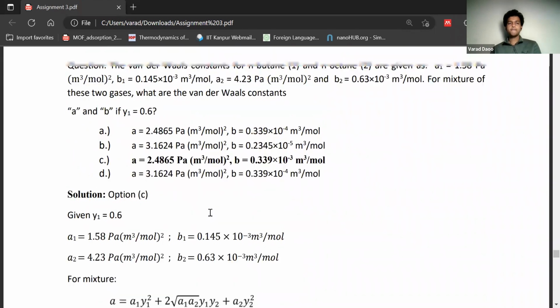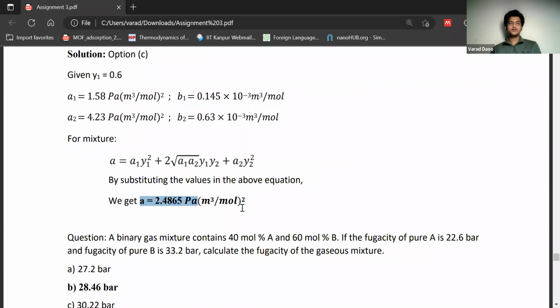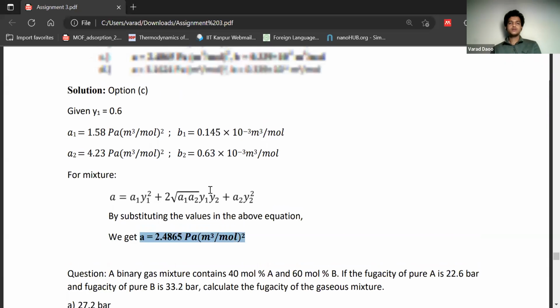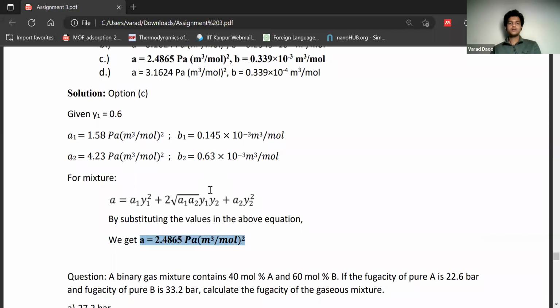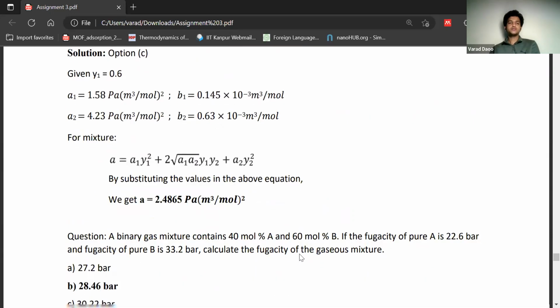The correct answer is option C, right? Similar would be the expression for B, and when you substitute the values, you get this answer, option C. Does anybody have any questions? If nobody has any question, we'll move on to the next question.